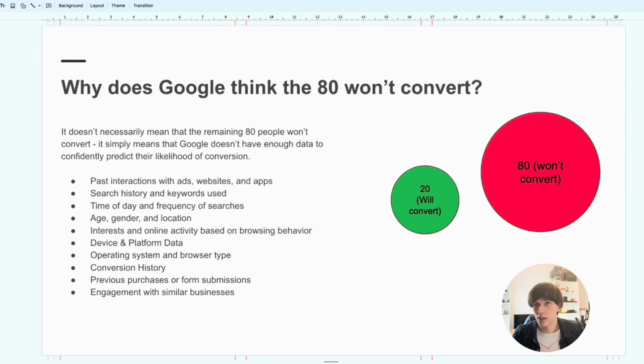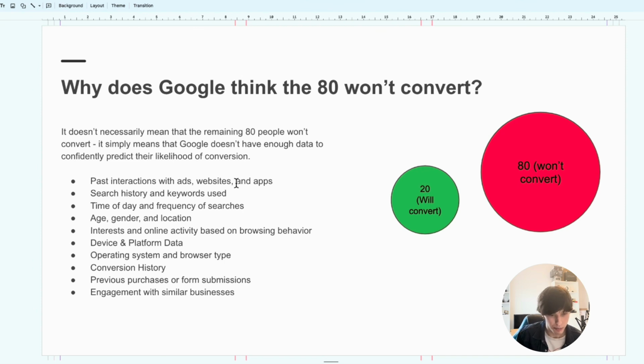It doesn't necessarily mean that Google thinks that they won't convert. Google just basically doesn't have information about those people, and even if you use target CPA, Google won't risk showing these ads to the 80% that won't convert, because Google doesn't have enough data for those people. It won't risk it because you've set target CPA. Why risk when we can show our ads to those 20 people?